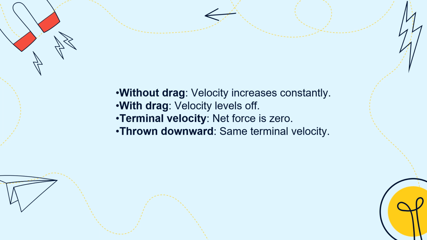If the object was thrown downward, the terminal velocity would be the same because it depends on the balance of the forces and not the initial velocity. The object will reach terminal velocity faster if thrown downward, but the final speed will remain the same.